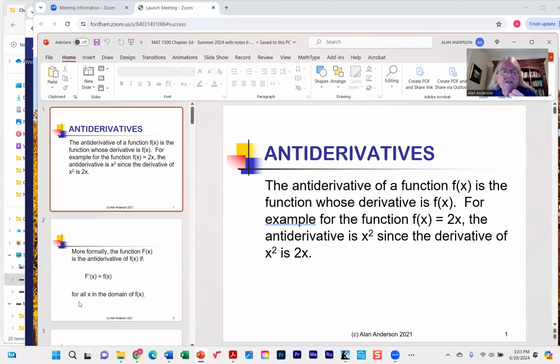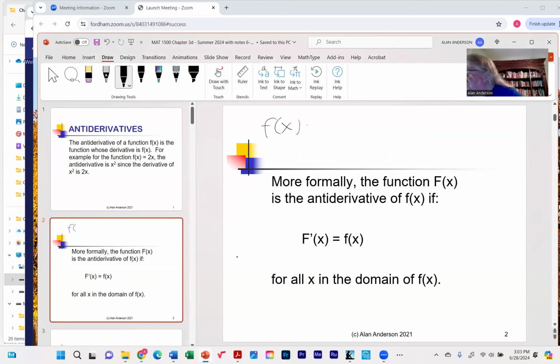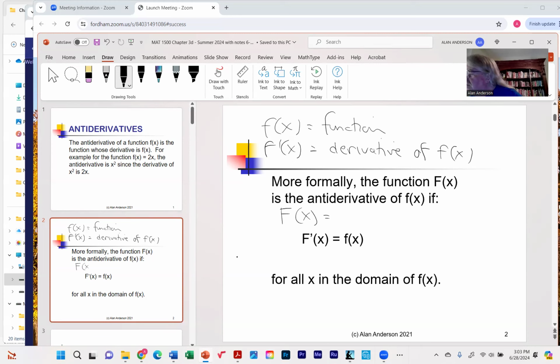Okay, so the notation that we'll be using here, by the way, is this. Lower case f of x, you've seen this a million times, is a function. F prime of x is the derivative of it, the function. So now we're going to introduce capital F. And this is the antiderivative or integral of f of x.